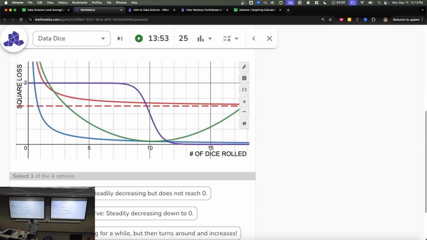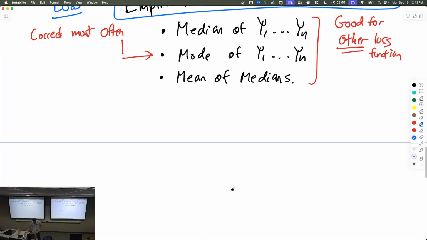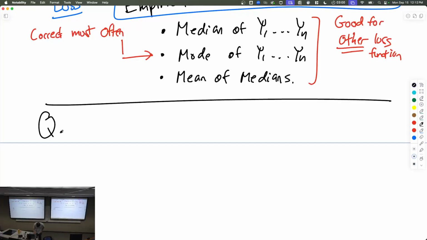So let's address this as a sort of philosophical question here. Question. Is more data ever worse?